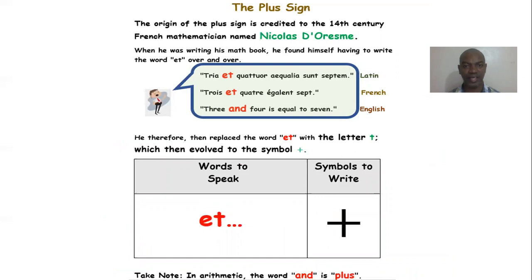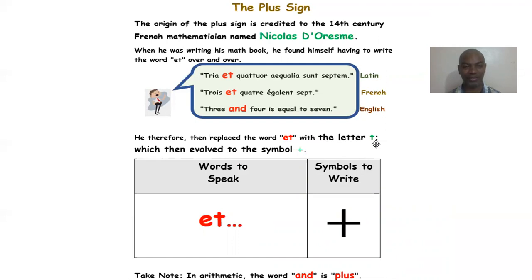So now we take a look at the plus sign, all right? The origin of the plus sign is credited to the 14th century French mathematician named Nicolas d'Oresme, all right? When he was writing his math book, he found himself having to write the word et over and over, okay? Tria et quattro aequalia sum septem, that's Latin. Trois et quatre égale 7, that's French. And you have 3 and 4 is equal to 7, that's English.